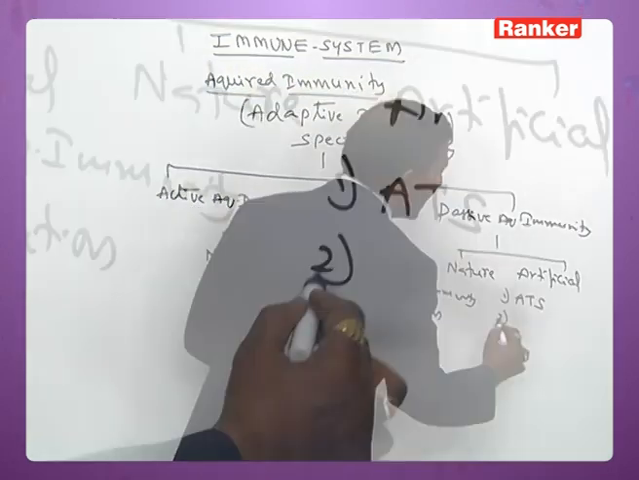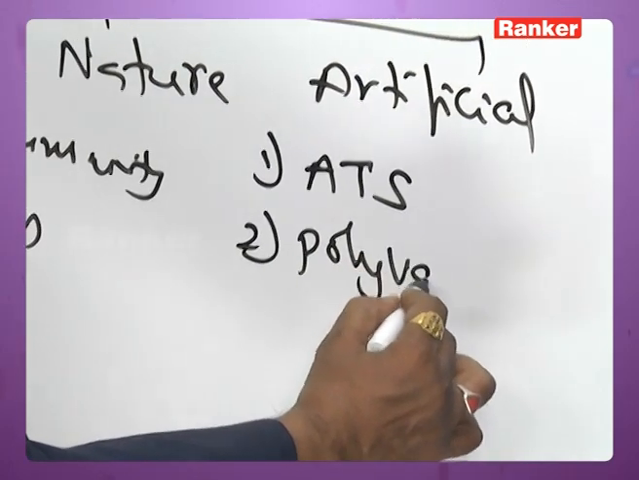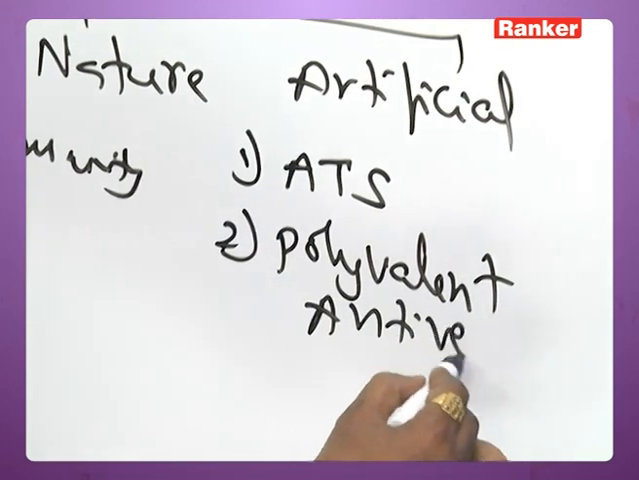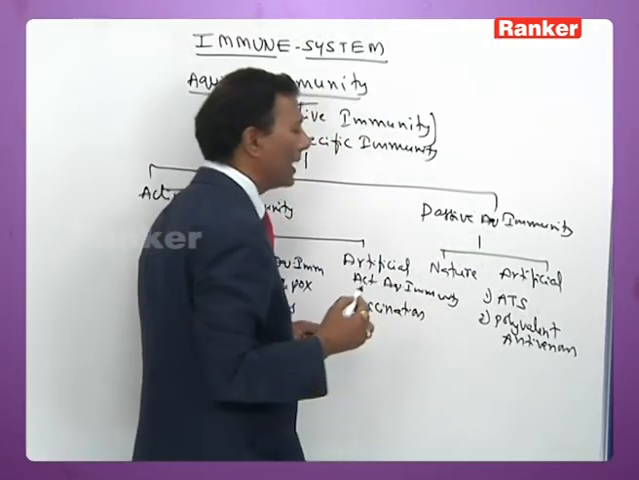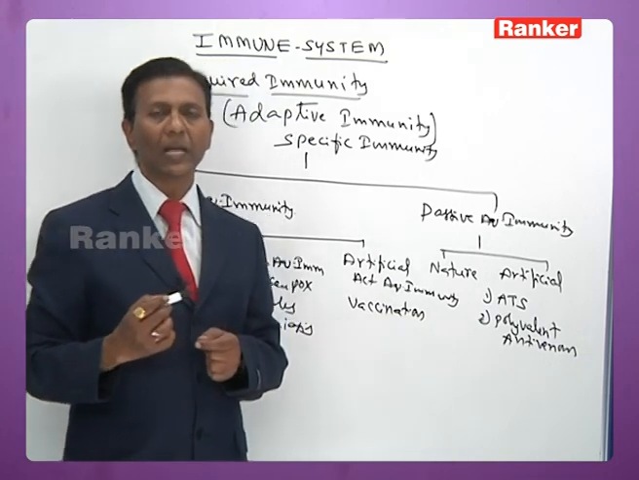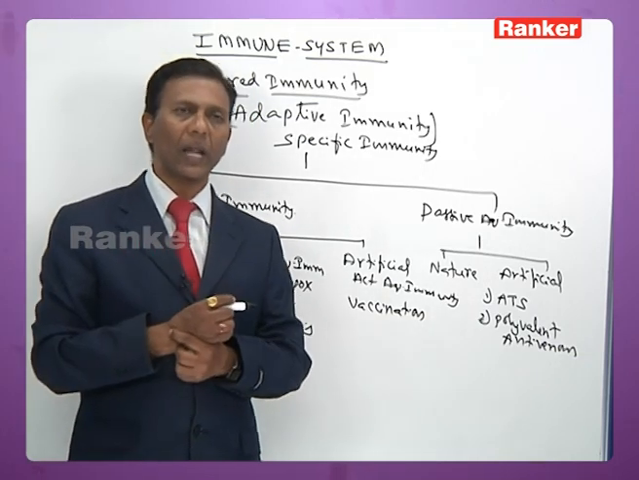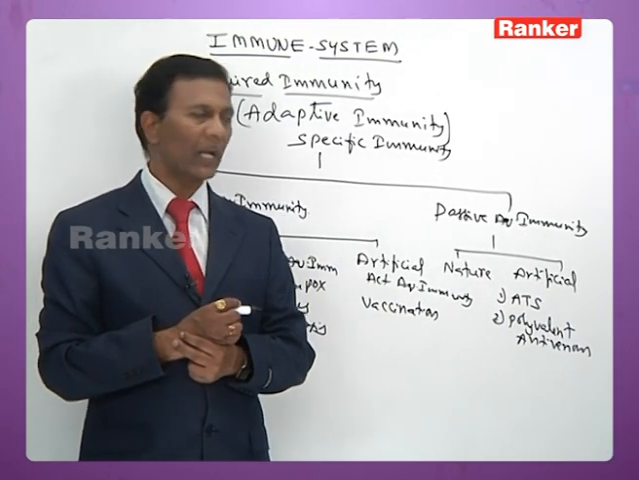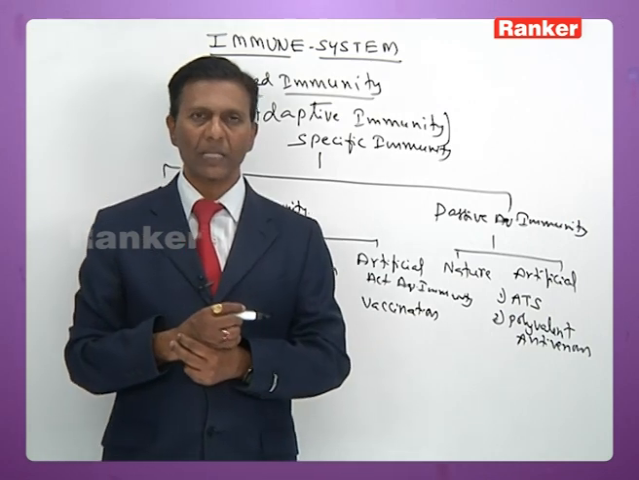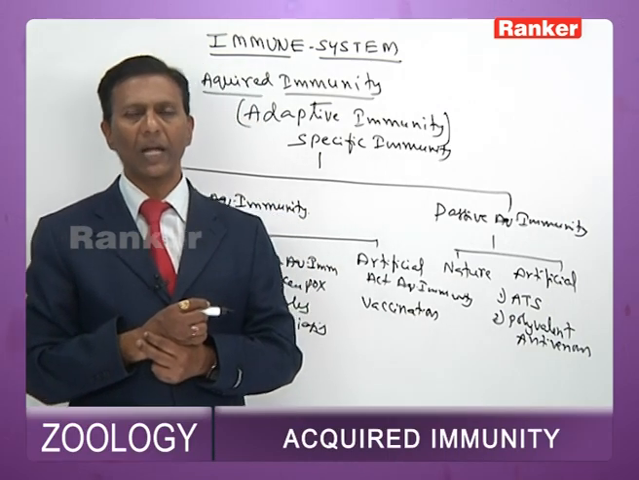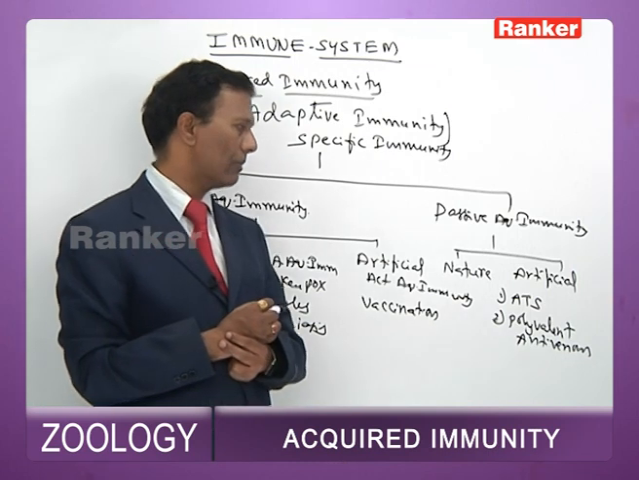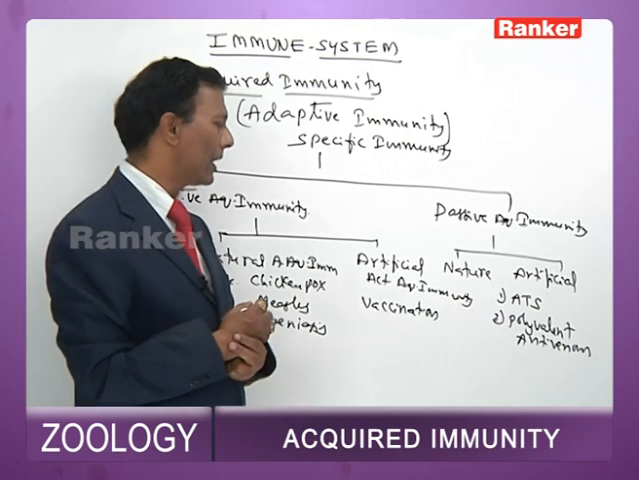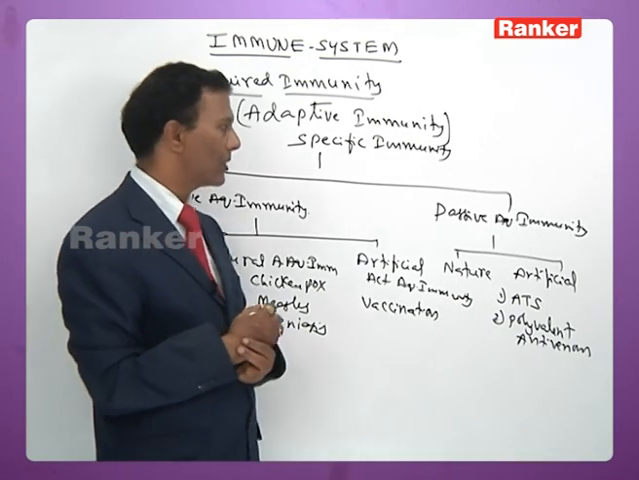Then polyvalent antivenom. Polyvalent antivenom also is prepared by injecting small amounts of venom of cobra, krait, Russell's viper and saw-scale viper into a horse, and in response to that the antibodies are synthesized in the blood of the horse. Those antibodies are collected, processed and given to the victim in the form of polyvalent antivenom, and this also comes under artificial passive acquired immunity.